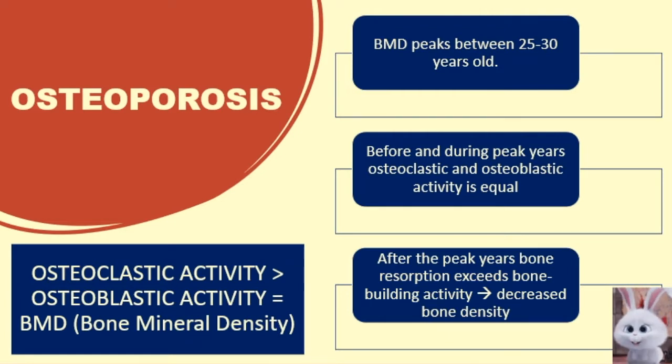So more on osteoporosis. Let's take note that the bone mineral density would peak between 25 to 30 years old. So what do we mean by that? After 25 to 30 years old, we expect the bone mineral density to be decreasing. Before and during the peak years, osteoclastic and osteoblastic activity are equal. However, after the peak years of your bone, the bone resorption would exceed the bone building activity. In other words, the osteoclastic activity is increased in contrast to your osteoblastic activity. With that, it leads to decreased bone density. So the main problem in the pathophysiology of osteoporosis is that the osteoclastic activity is greater than the osteoblastic activity, resulting in the decrease of your bone mineral density.